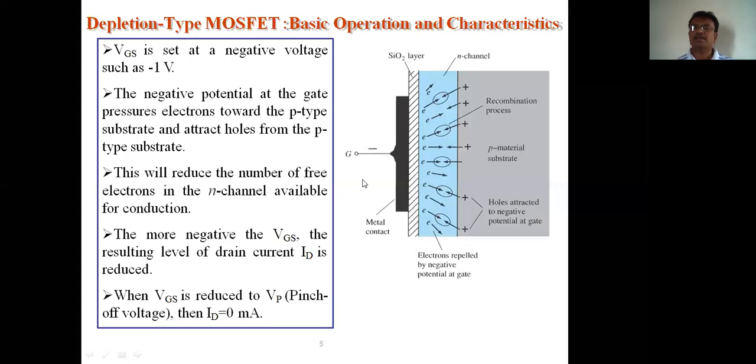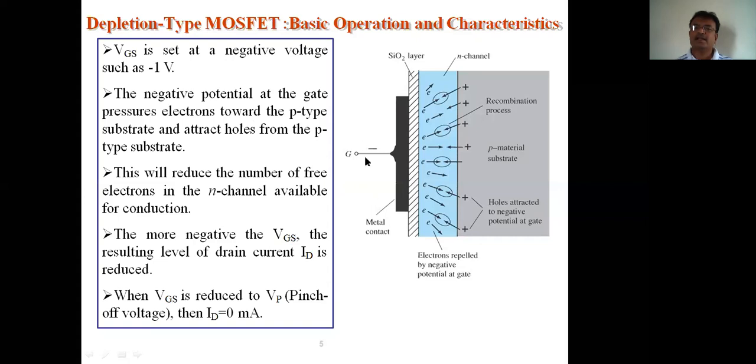As you go on increasing the VGS negative voltage, all electrons will move away from the channel, getting recombined with the holes of the p-type substrate. No electrons can reach the drain, no current flows, so that voltage is called VGS off or pinch off voltage, VP. Now think about why we have named this the depletion type MOSFET.